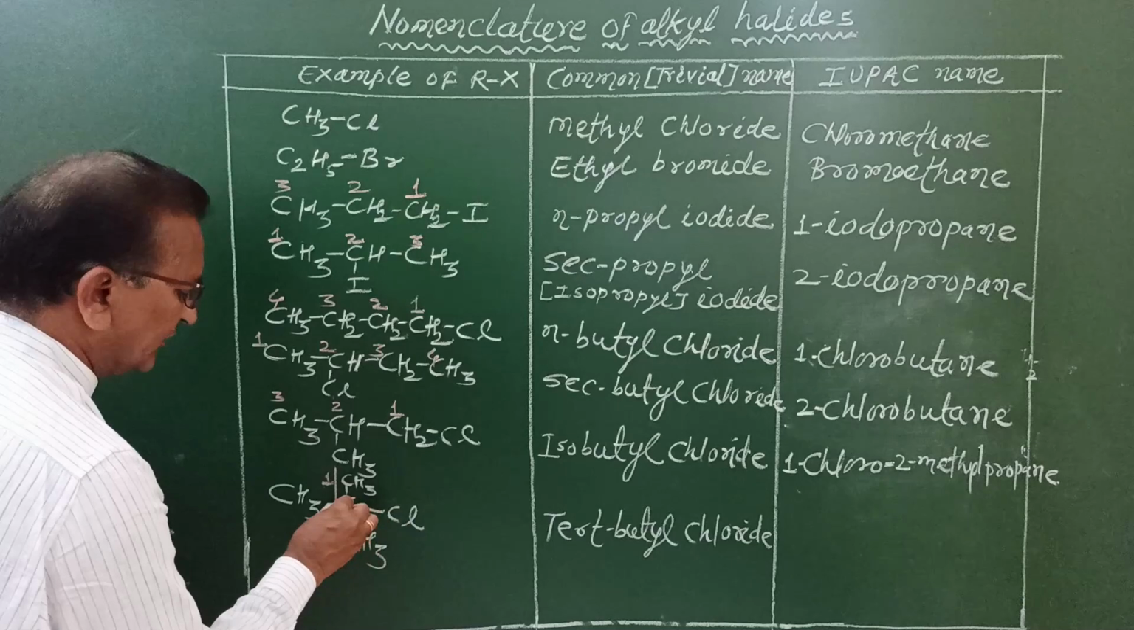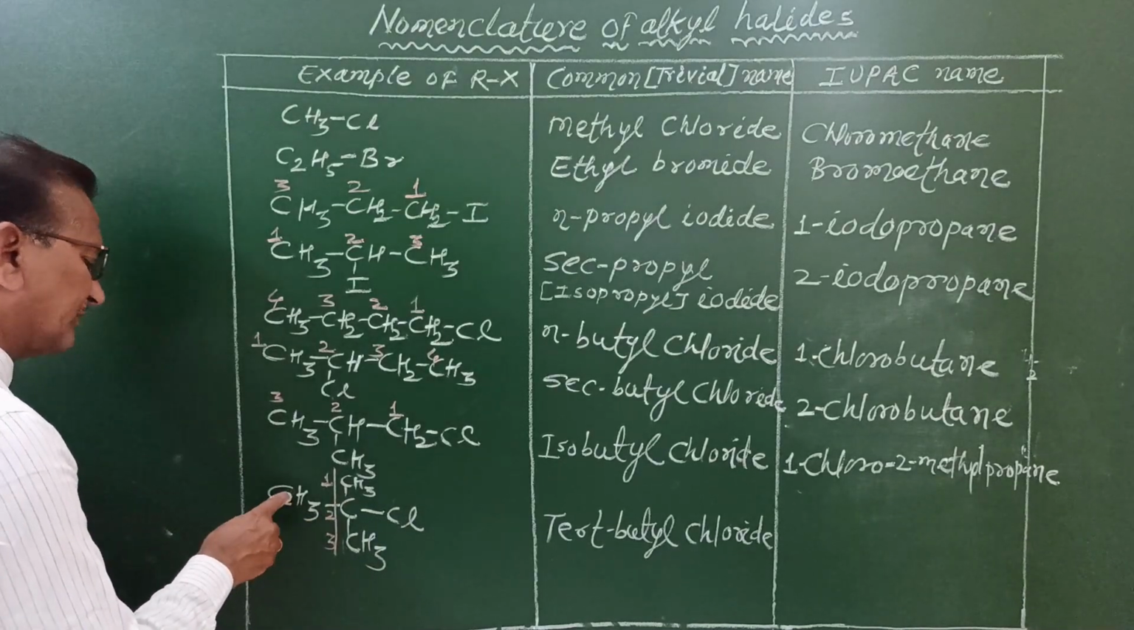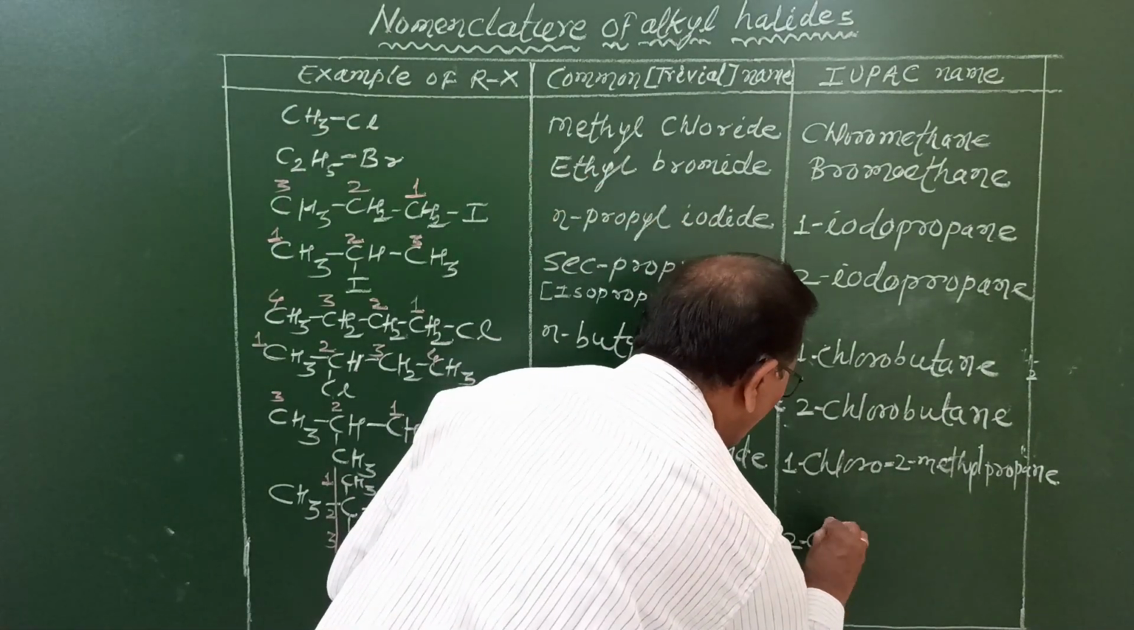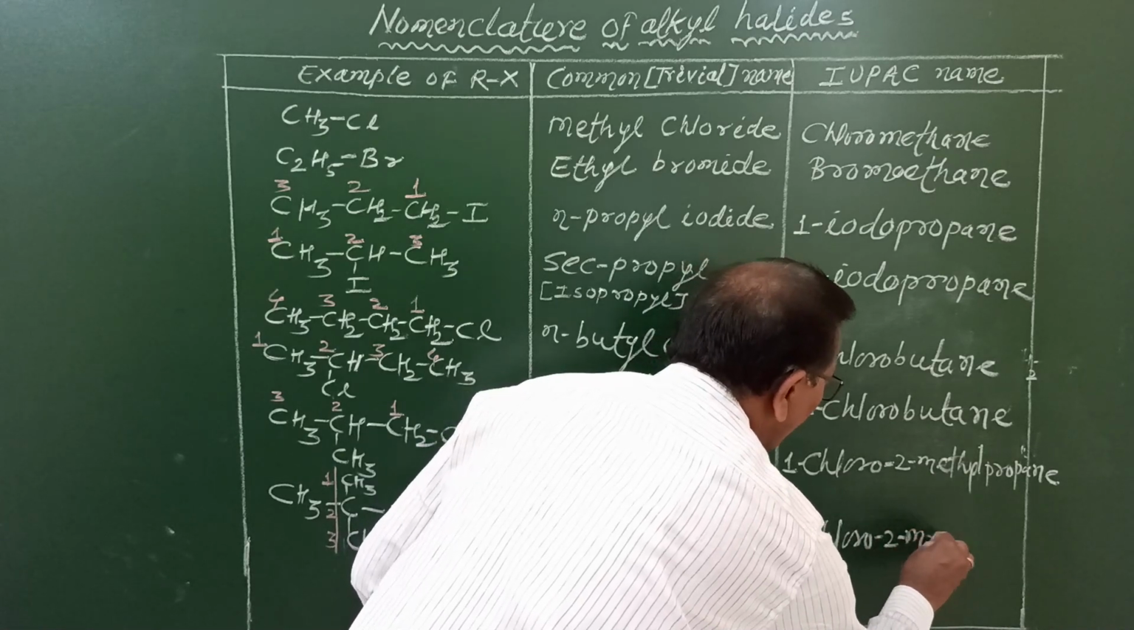Now let us see the position of the halogen atom. This halogen atom is bonded to carbon number 2, therefore 2-chloro. Again the branch is also present at carbon number 2, therefore what is the complete name? 2-chloro-2-methylpropane.